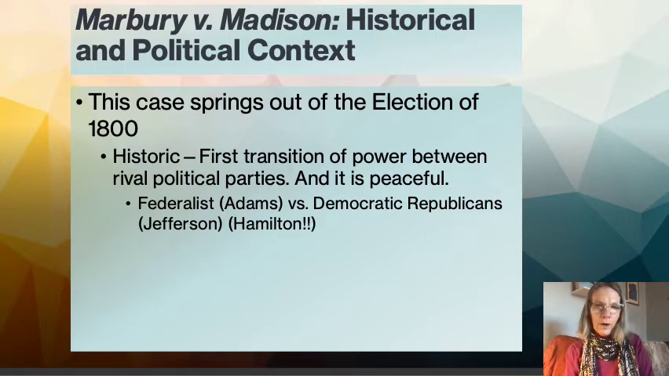The one party was known as the Federalist Party. George Washington was a Federalist, Alexander Hamilton was a Federalist, John Adams was a Federalist. And then there was a rival party that was created by Jefferson and his buddy, James Madison. They called themselves the Democratic Republicans.